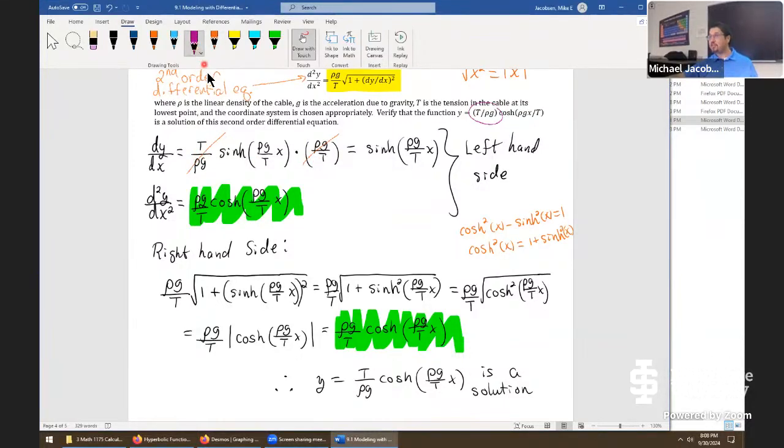But then on the second derivative, when we differentiate this again, we get rho G over T, which is the reciprocal of that, T divided by rho G. So it was just an artifact of differentiating twice and then using the chain rule twice. Does that make sense on where that came from, Bryson? Awesome, gotcha.